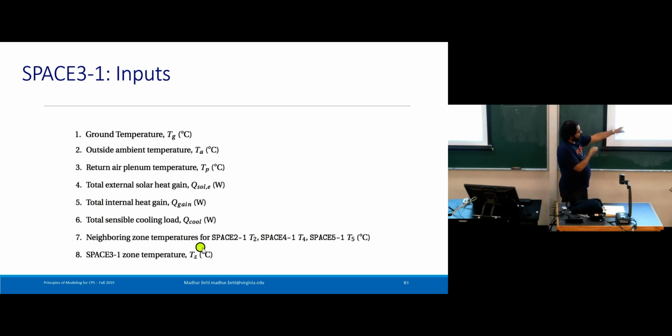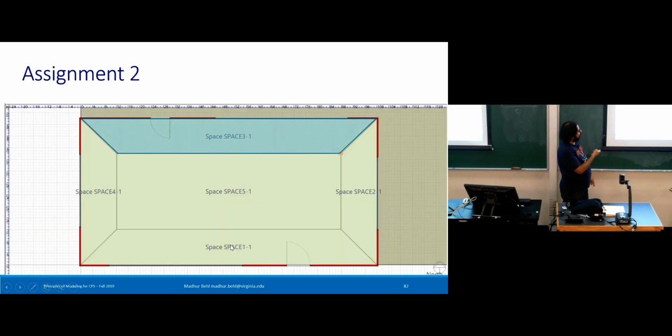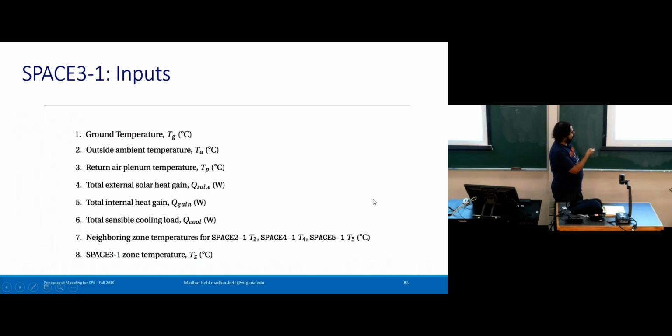We have neighboring zone temperatures, right? So if you look at this zone, it neighbors 4-1, 5-1, and 2-1. So we have three neighbors and their associated zone temperatures. And then you have the zone temperature of the space you are modeling itself as an input as well, or as a state. Depends upon how you want to use it.